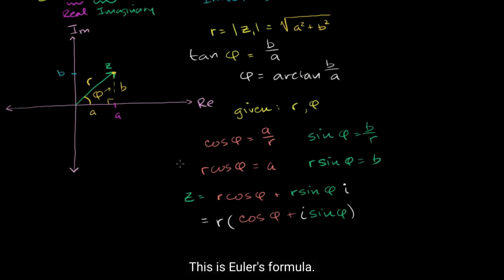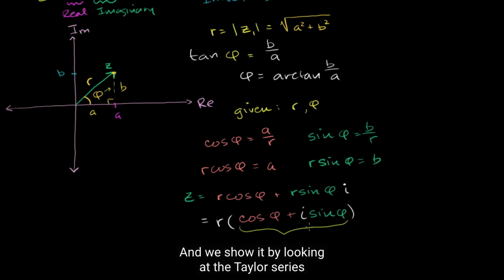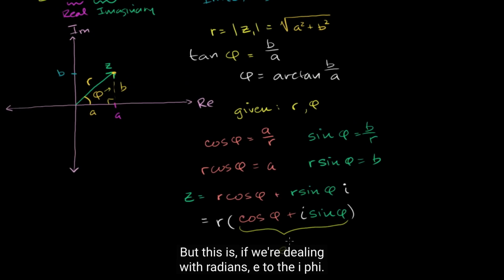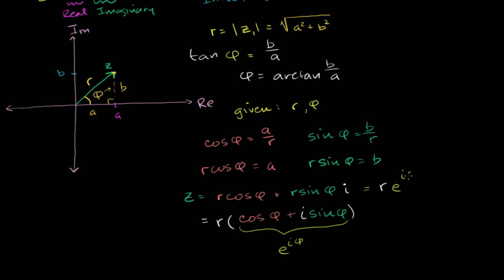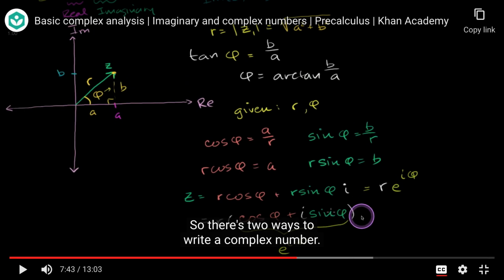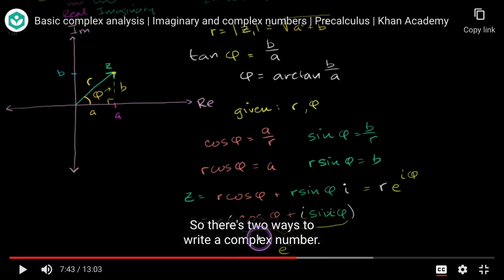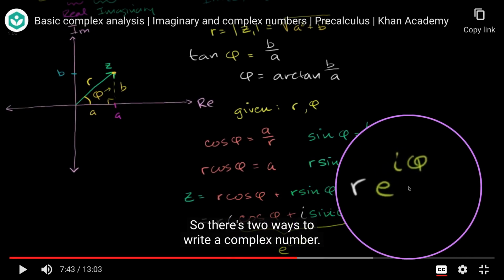This is Euler's formula. By Euler's formula, this is the same thing, and we show it by looking at the Taylor series representations of e to the x and the Taylor series representations of cosine of x and sine of x. But this is, if we're dealing with radians, e to the i phi. So z is going to be equal to r times e to the i phi. At this point, you may not understand why he replaced the whole stuff by using the simple e to the i phi expression.